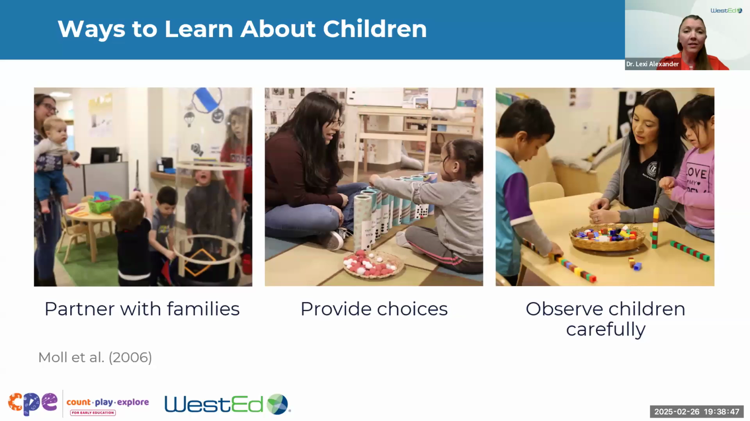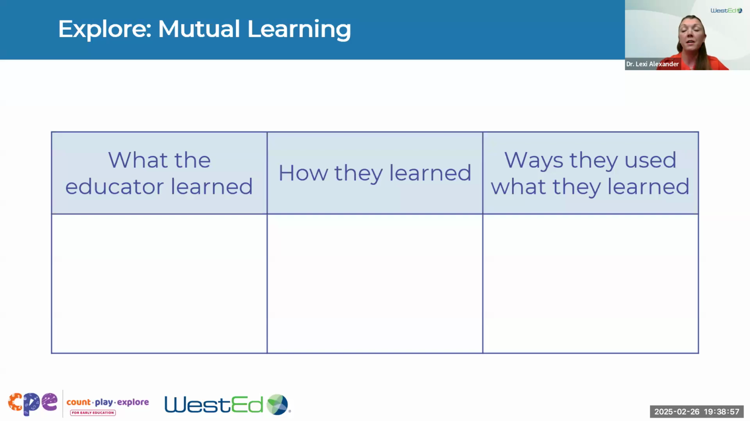Okay, so let's take a little time now. We're going to watch a video and we're going to review some vignettes and think more about mutual learning. So I'm going to ask you all to create a chart. And we're going to kind of break down this idea of mutual learning, right? So we shared 3 ways that we might learn about children. So it's not just noticing children, but there's different ways we might do it.